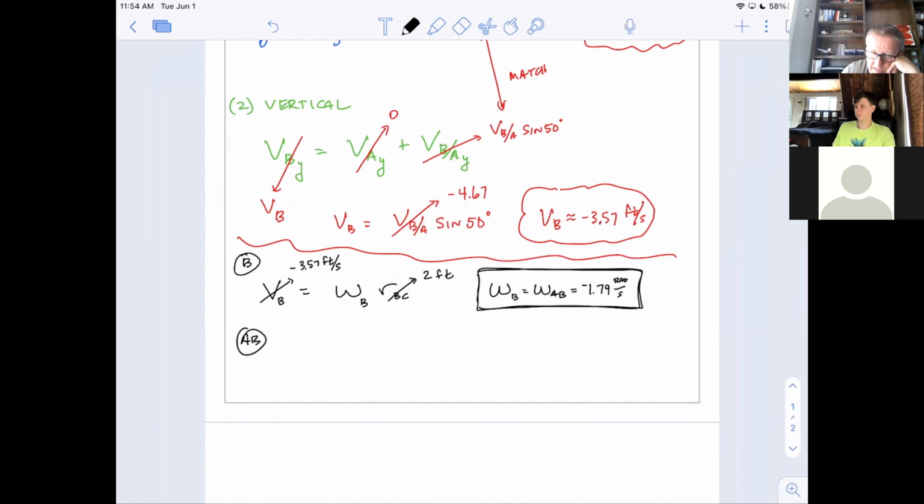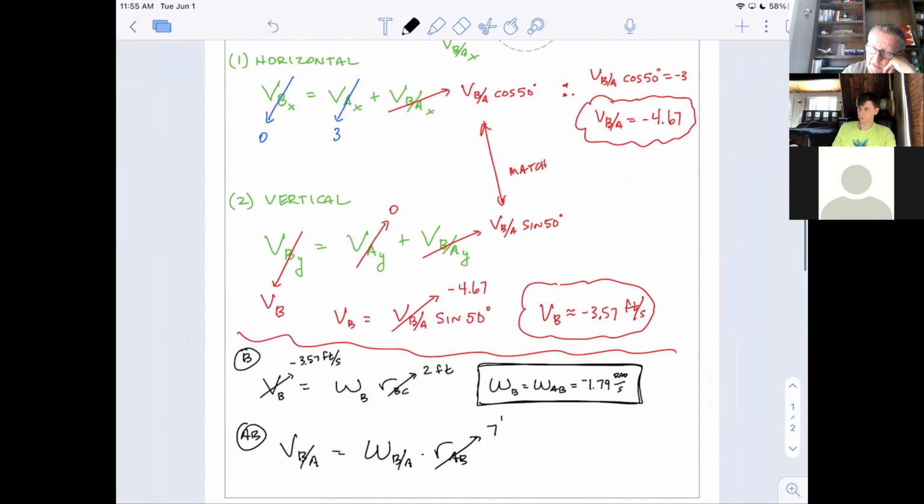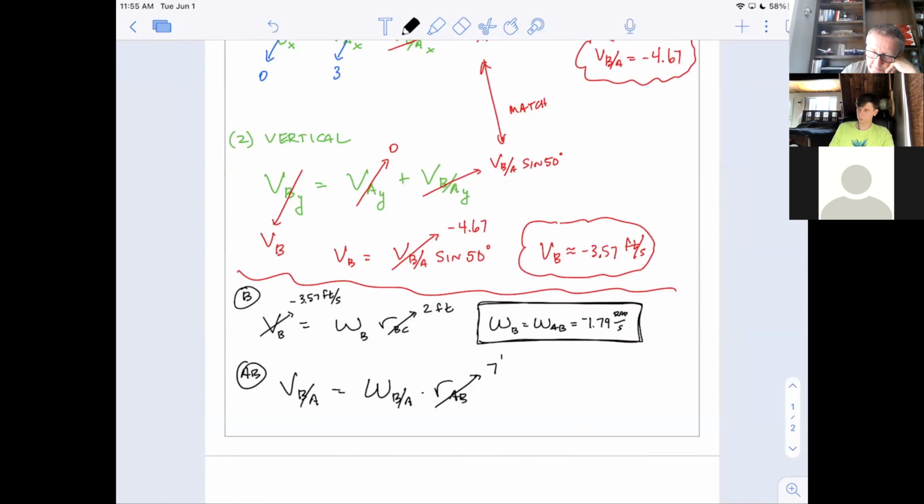So for AB, I have the velocity of B with respect to A equals omega of B with respect to A times the radius of, you could say B with respect to A or AB or whatever. It's just 2 points. And so this was 7 feet. And again, we went to all this trouble a second ago and calculated negative 4.67. So I'm just dividing by 7. It's going to be a pretty small number. Notice how much of an effect the radius actually has. Negative 4.67 divided by 7 is like 0.67.